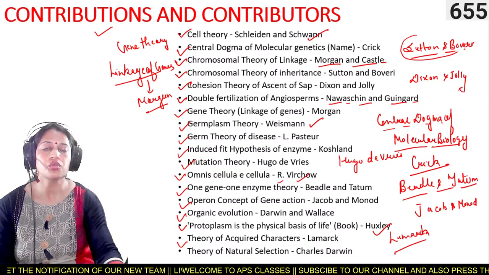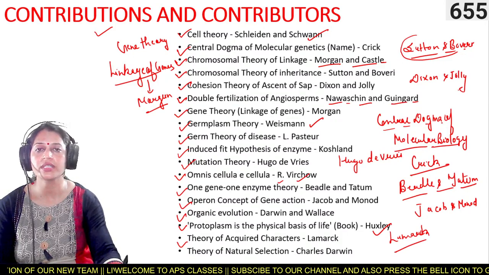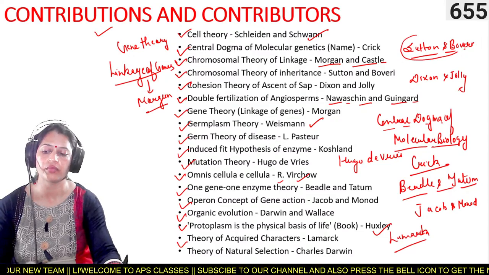Next contribution is the theory of natural selection, and the main contributor is Charles Darwin.